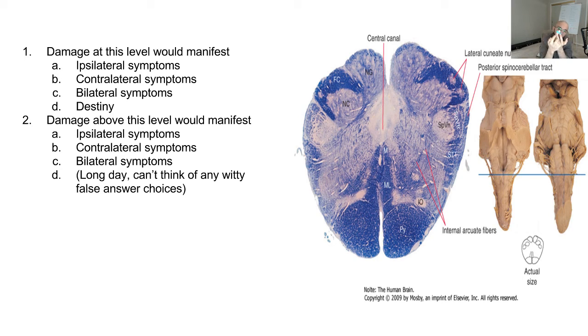If I lesion on the bottom, I get damage on the same side, right? That makes sense. But if I lesion right in the middle, then I damage this as it's crossing, I damage this as it's crossing, and I get bilateral symptoms. Bilateral symptoms. All right? So hopefully you can use this to visualize.